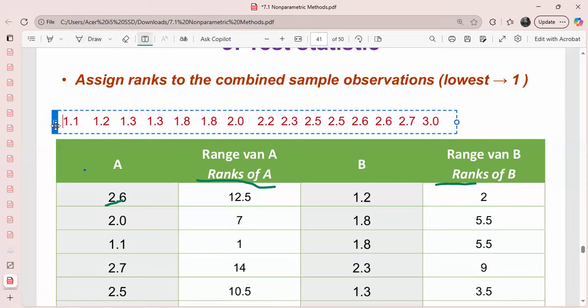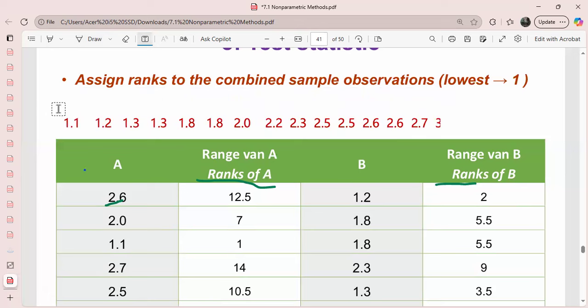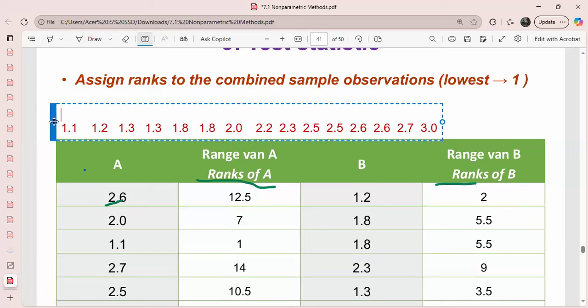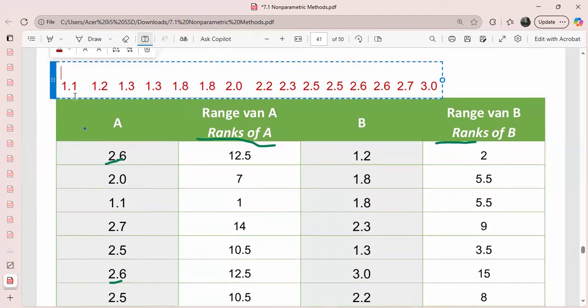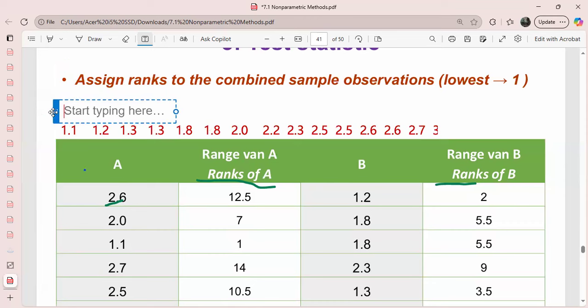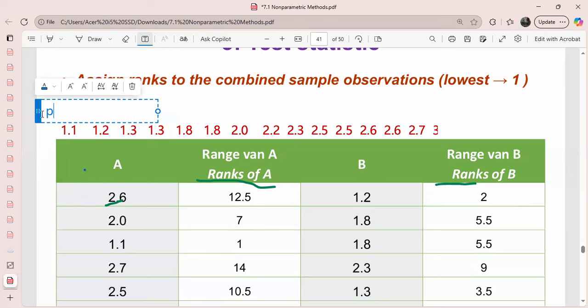I'm going to put this one here. Now we're going to have what we call the position of the rank. I change the color to blue, and I write here: the position of the rank. So the first position is 1.